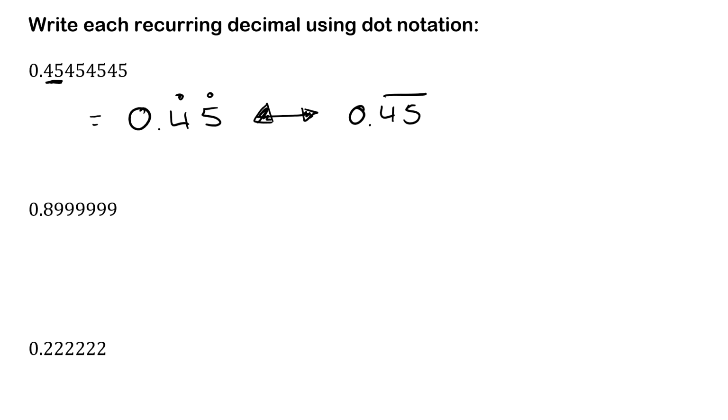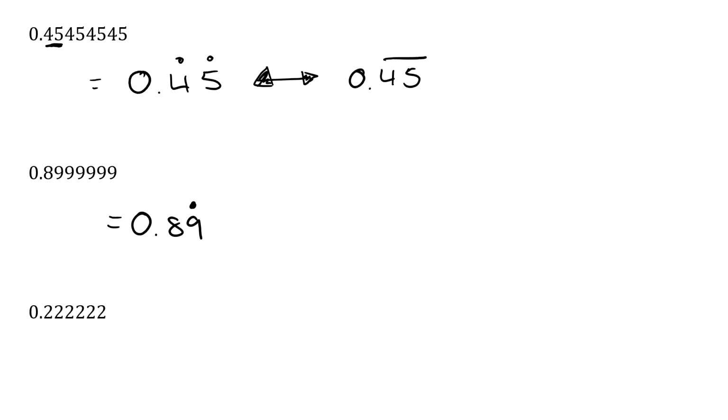Now the next one we have is 0.8999999. I write until we get to where we start repeating, so 0.89, and then I put my dot above the 9. And same thing here, I write until I get to my repeating digit, which is 2, and I put my dot above it. And that's all there is to dot notation and recurring decimals.